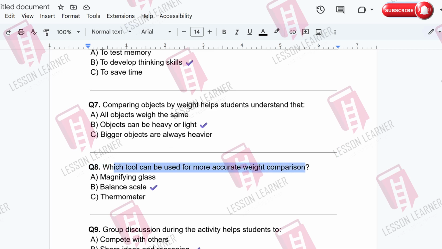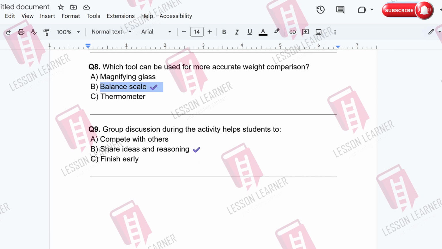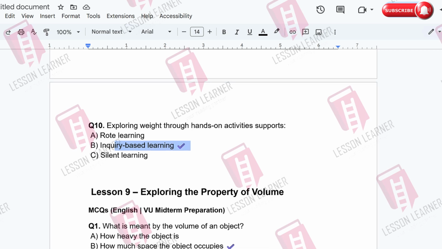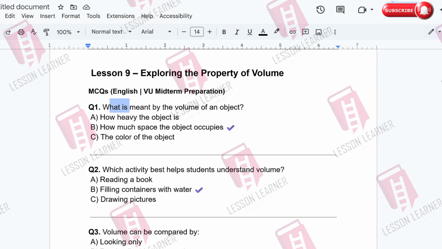Which tool can be used for more accurate weight comparison? It's balance scale. Group discussion during the activity helps a student to share ideas and reasoning. Exploring weight through hands-on activities supports inquiry-based learning.